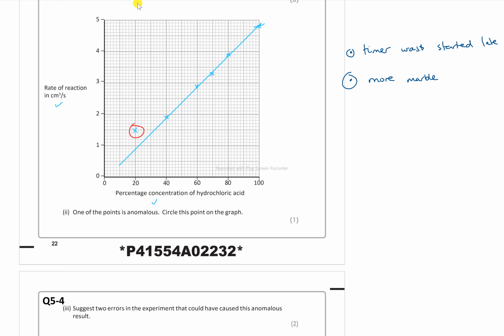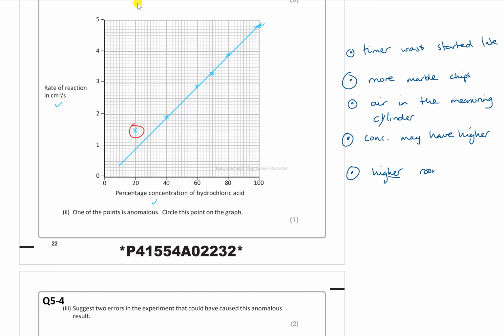Right? You could have said that there were more marble chips than the specified number or mass. That could have given more surface area, yeah. You could have had air in the gas jar or the measuring cylinder. That could have then given a false reading because you would have stopped early thinking that it's reached 100. Okay, what if the concentration was higher than 20? So the concentration may have been higher, so given a higher rate of reaction. Okay, the room temperature. So the temperature of the acid could have been higher, and we know that affects rate of reaction. Higher room or starting temperature.